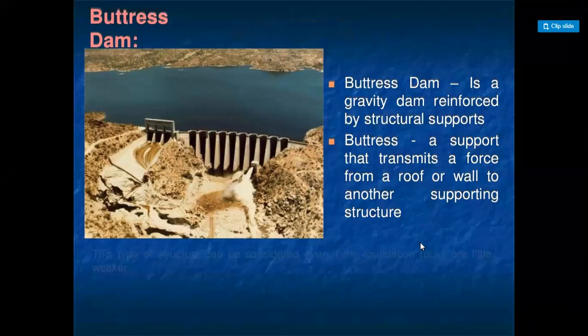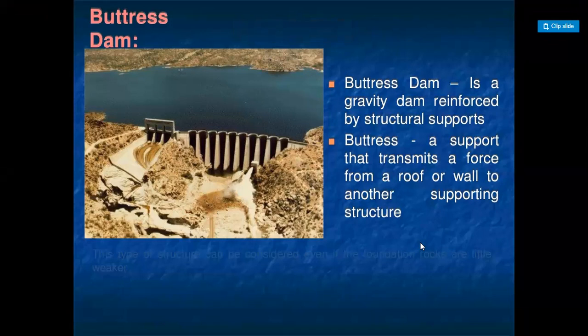Here, guys, slab and buttress dam. It is a gravity dam reinforced by structural supports. This type of dam consists of a concrete wall known as a deck on the upstream side. It slopes on the upstream side and takes the entire load.